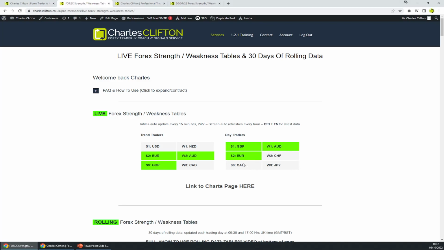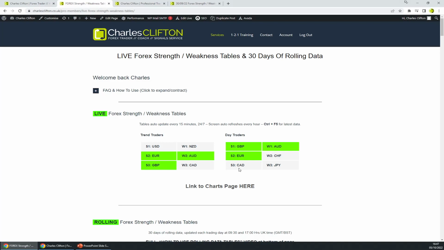Now, if we were to only run this study in one time frame, you could find yourself looking at the Swiss, or actually the CAD's a good example here, because we've got the Canadian dollar showing as the third weakest currency on the bigger time frame, and yet it's showing as the third strongest currency on the lower time frame. That's conflict. We don't want to be going anywhere near a confused CAD, not today anyway.